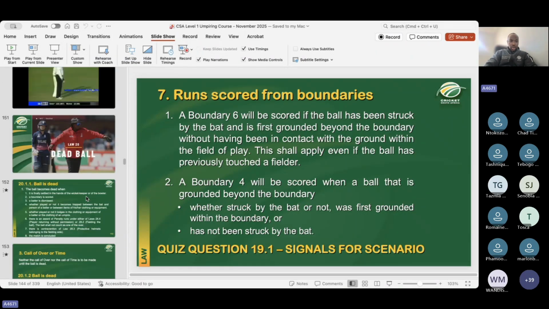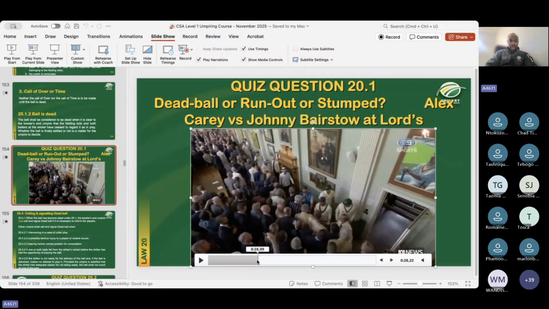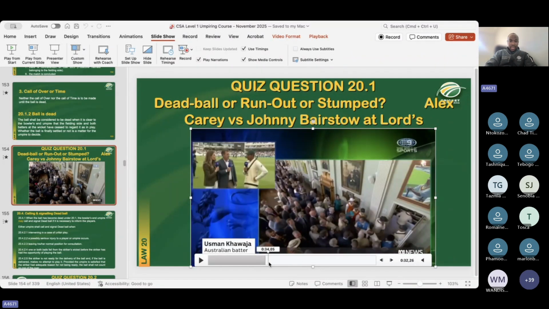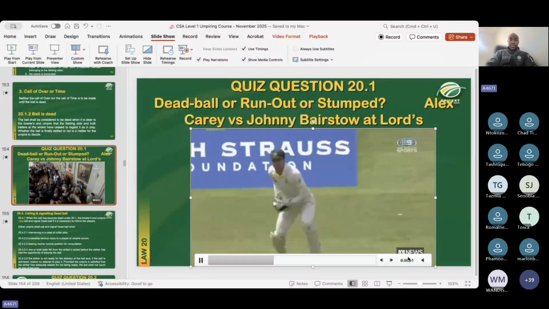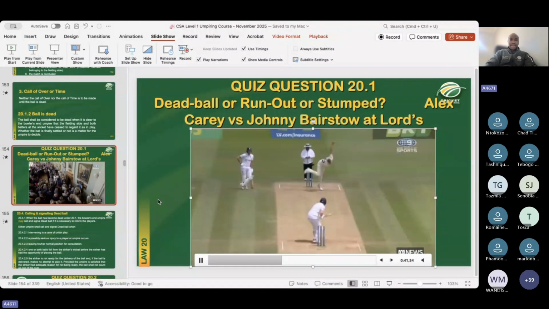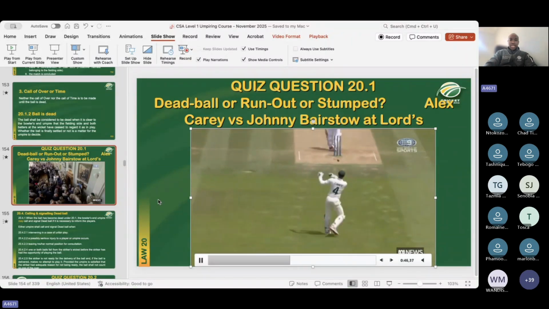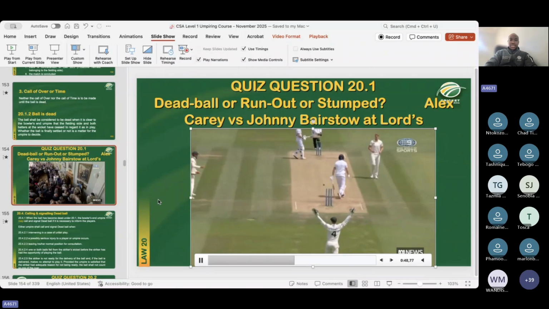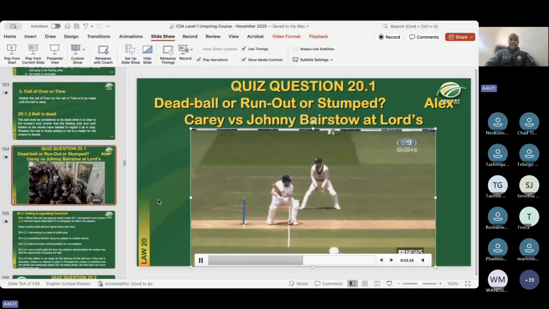Let's move on to the Johnny Bairstow scenario. I'm going to fast forward this to when the delivery happens. And I'm going to put the volume down. This was it. You can see here that Alex Carey takes the ball immediately, throws it to Johnny Bairstow, who has left his crease. He thinks it's over up. The bowlers and umpire has not called over.